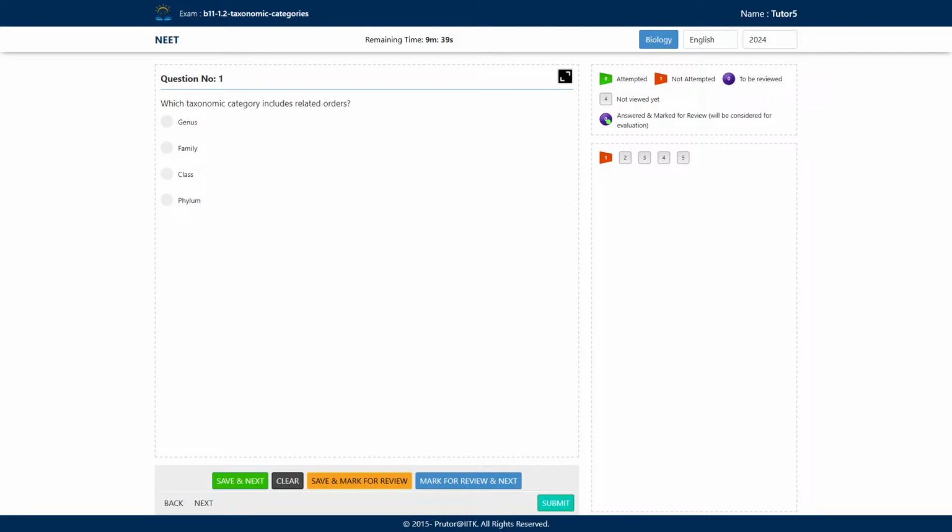Okay, let's start with the DPP for this chapter. So what is the first question? Which taxonomic category includes related orders? What are the options? Genus, family, class, and phylum. So these are all taxonomic categories, or you can say taxa. Clear? So which taxonomic category includes related orders? What will be the answer for this question?